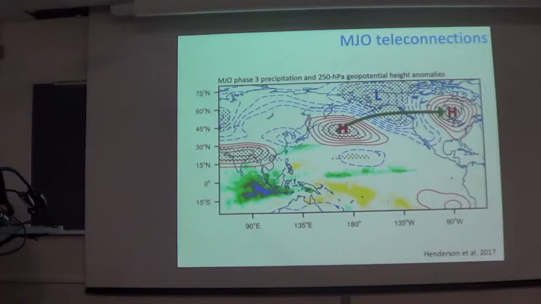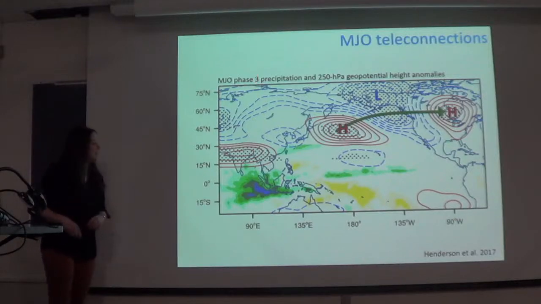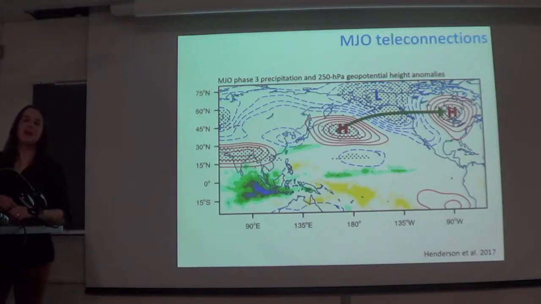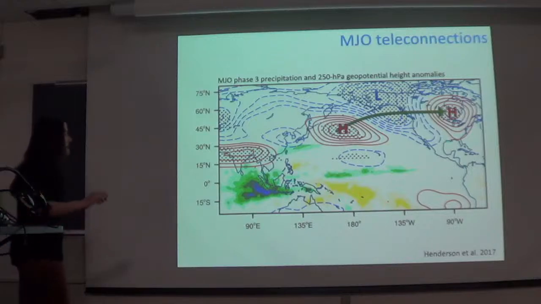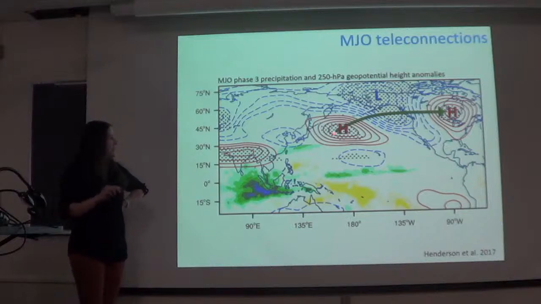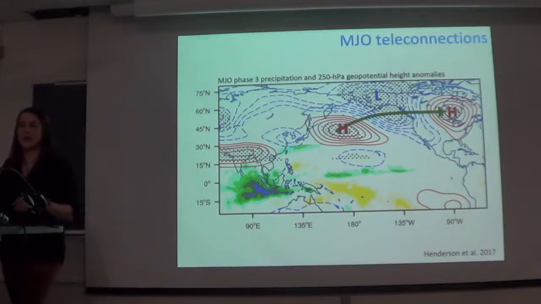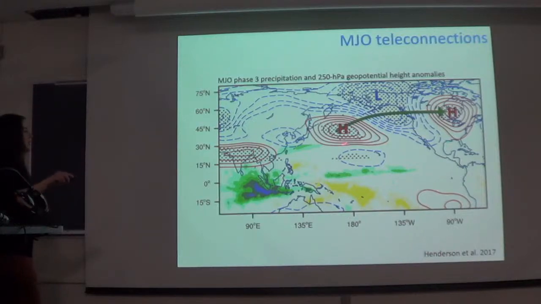Okay, now let's look at the MJO. Here we have MJO Phase 3. If you look at the tropics, this is when we have enhanced MJO convection over the East Indian Ocean and suppressed convection over the Western Pacific. And then you can see the upper level 250 hectopascal geopotential height anomaly. So we get this kind of high, low, high. My green arrow there is showing the direction of propagation, this Rossby wave propagating away from the source region.